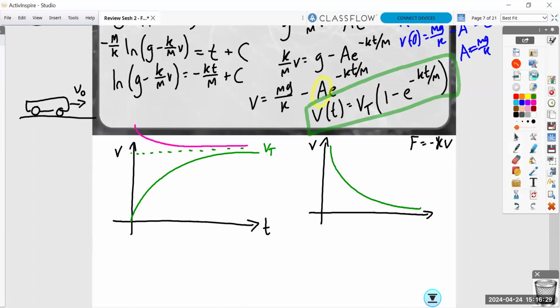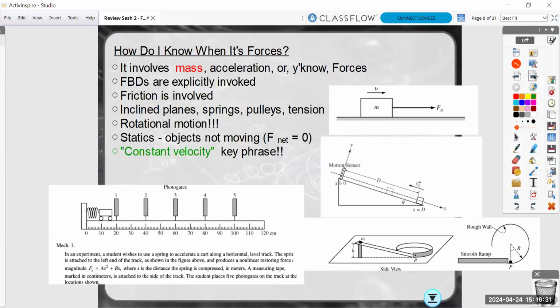All right. How do you know when it's a forces question? A lot of times they will be very explicit. They will ask, what's the force? If they want to know what the force is, it's probably a question about forces. Sometimes there will be mass or acceleration. A lot of times they will just straight up ask you to draw a free body diagram. That's pretty clear what they want you to do there.